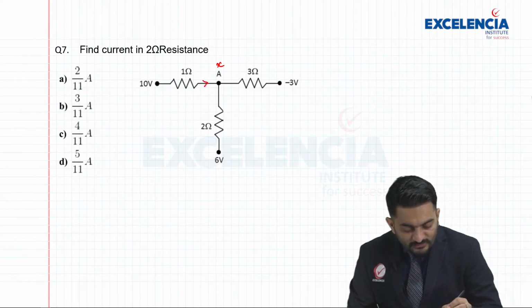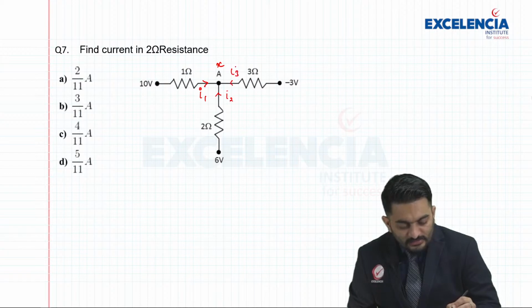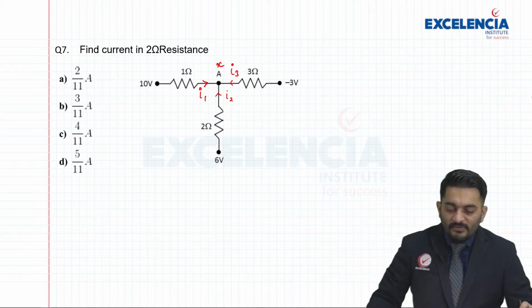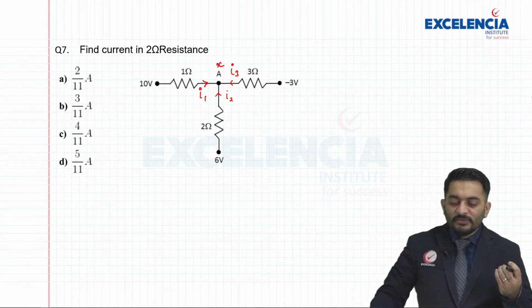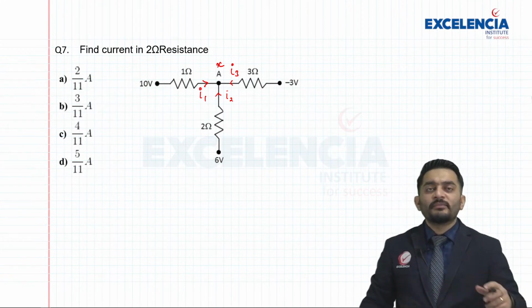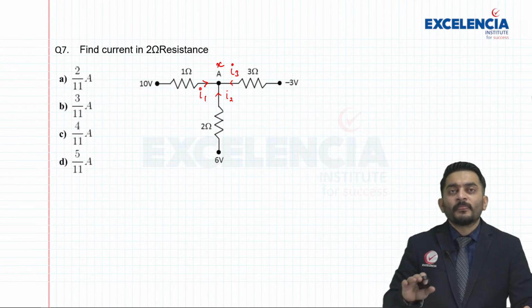According to Kirchhoff, there will be some value of current flowing through. I am taking I1, I2 and I3 as the current values in the 3 particular arms. Our aim is to calculate the current passing through the 2 ohm resistor. For that, I am definitely going to calculate my I2 value.